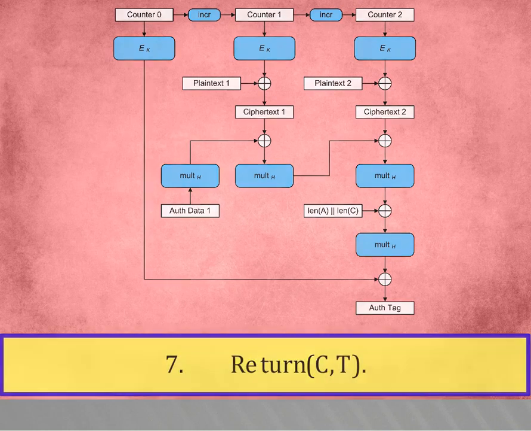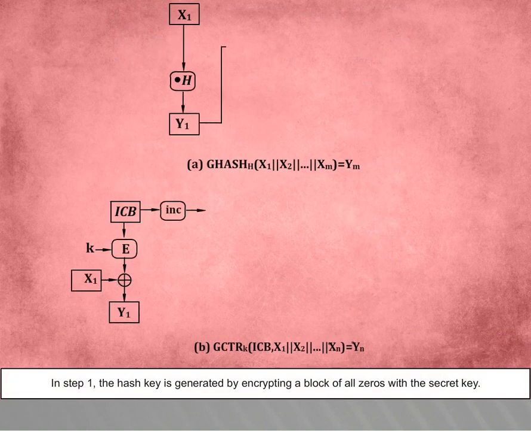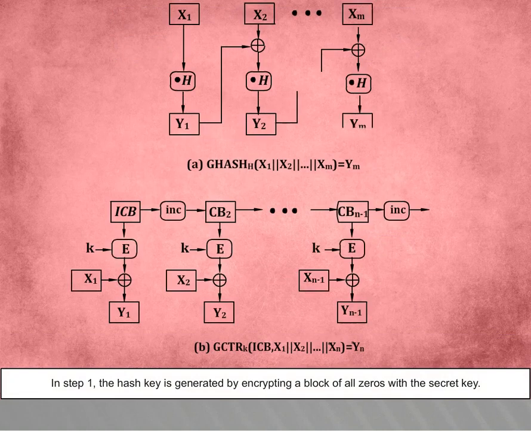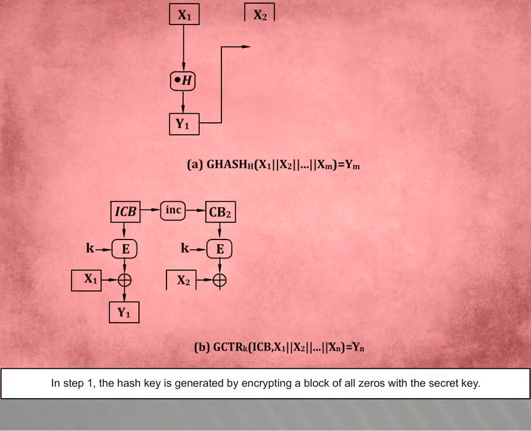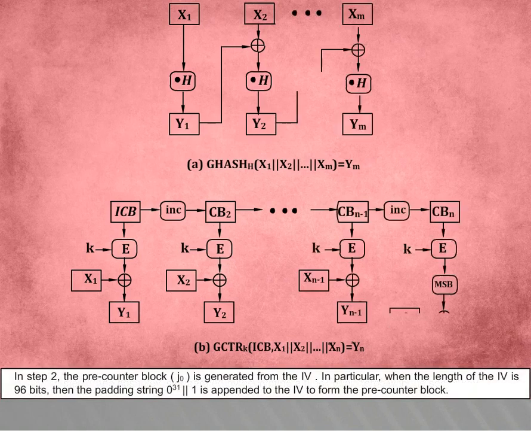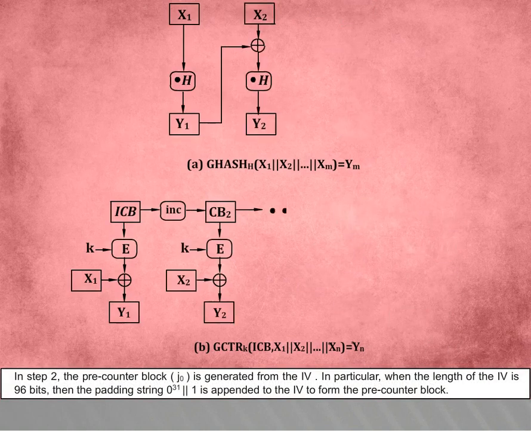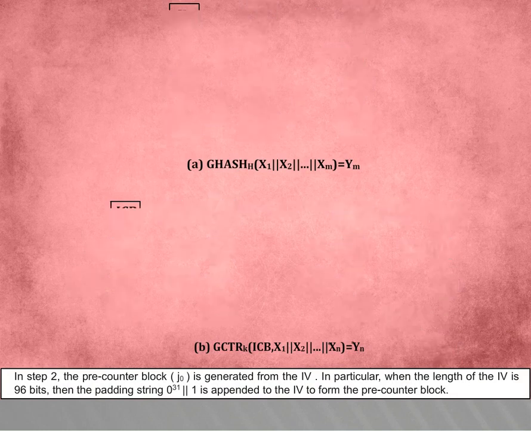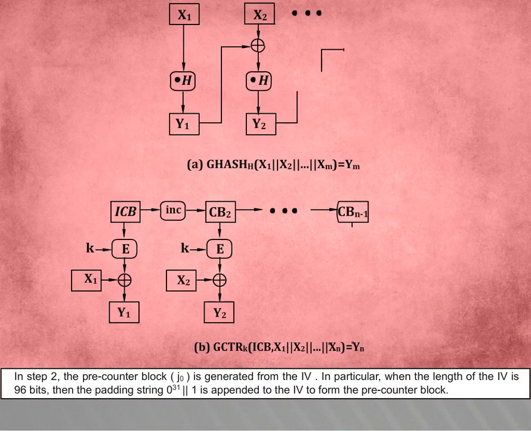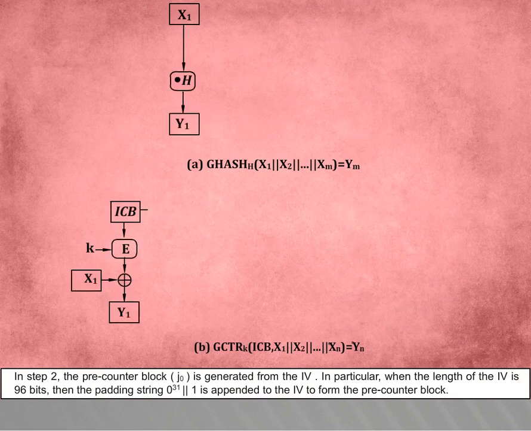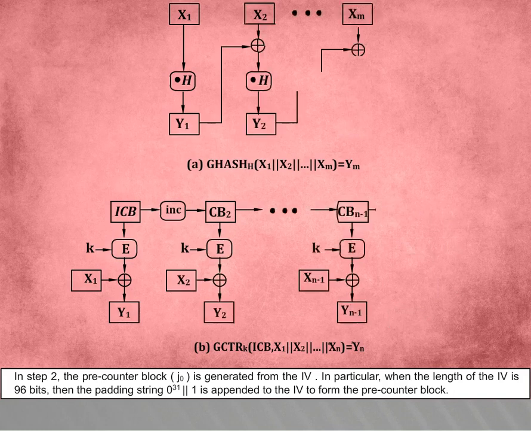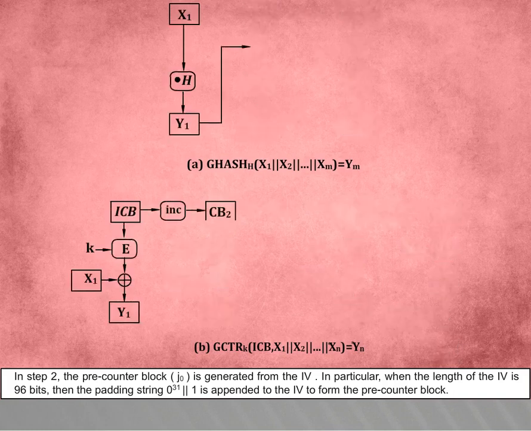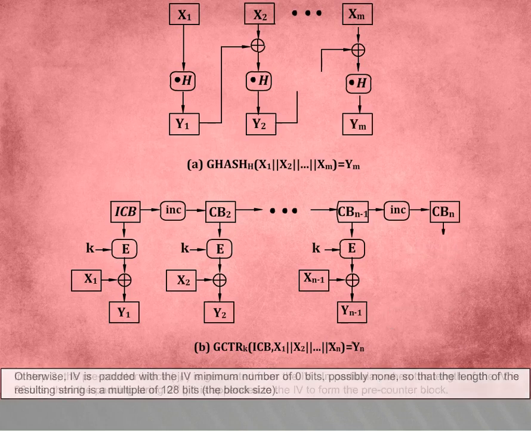Return c, t. In step 1, the hash key is generated by encrypting a block of all zeros with a secret key. In step 2, the pre-counter block J0 is generated from the IV. In particular, when the length of the IV is 96 bits, then the padding string 0 power 31 concatenated with 1 is appended to the IV to form the pre-counter block.